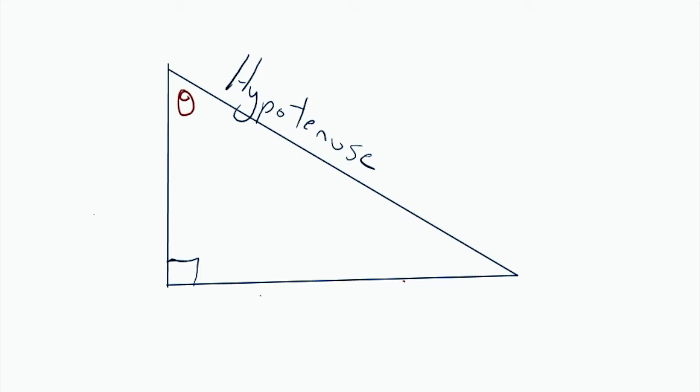In this case, the side that is opposite this angle is known as the opposite side. The side that's next to this angle is known as the adjacent side.